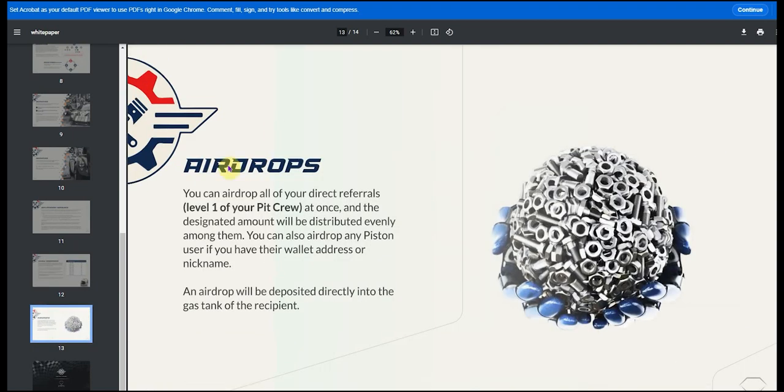And then, of course, you can airdrop to the level right below you of your pit crew all at once. So it's nice to be able to take some of those rewards that you're getting from the people that are signing up as referrals and kick those back to them, so everyone can kind of grow this together.